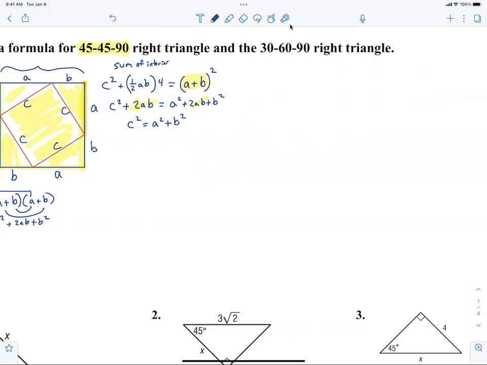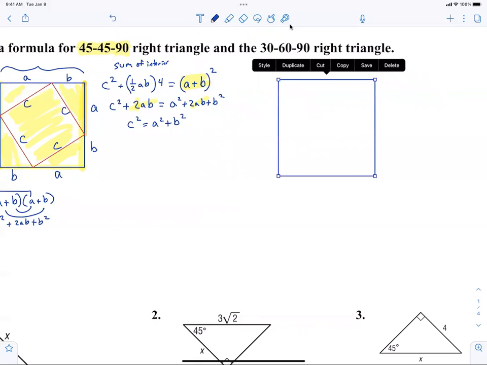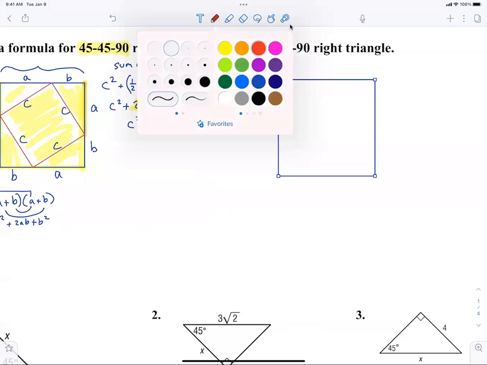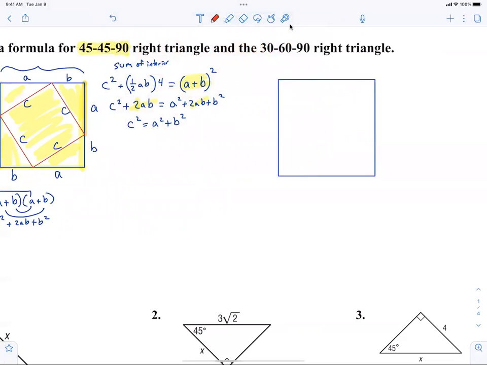So what I'm going to do now is draw another square and we're going to derive the formula for a 45, 45, 90 triangle. So that's a square. Does everybody agree with that? Okay. So now I'm going to draw this diagonal.